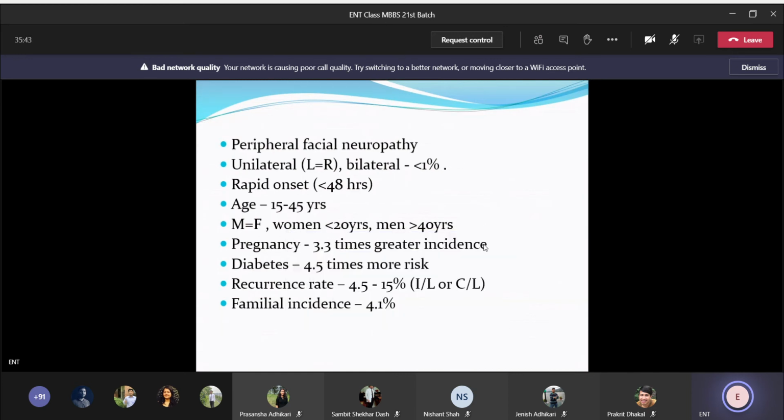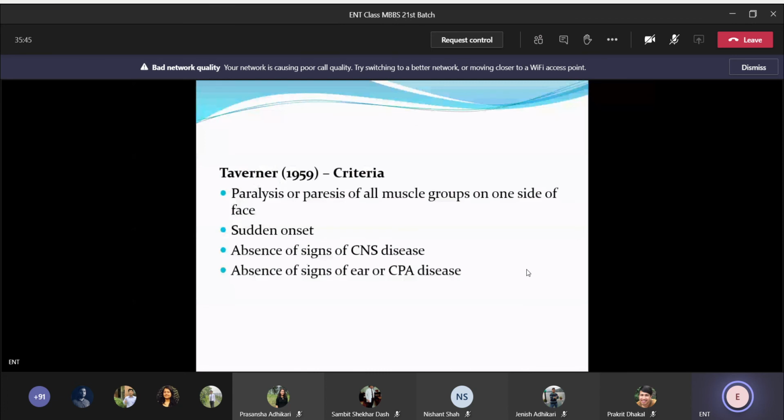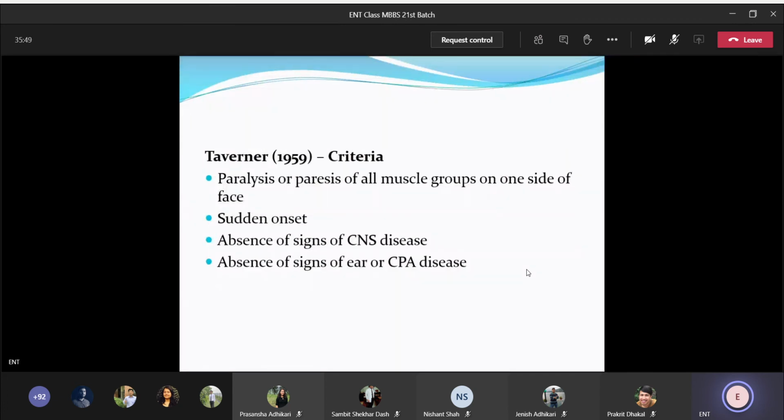So there is a criteria to call it idiopathic or Bell's palsy. One is paralysis or paresis of all the muscle groups on one side of the face. So one side of the muscles of the face is all paralyzed.